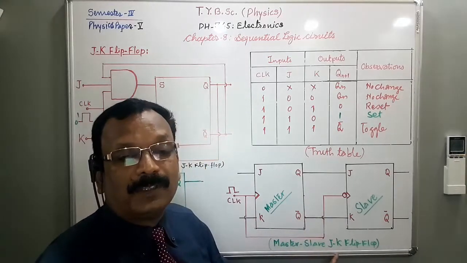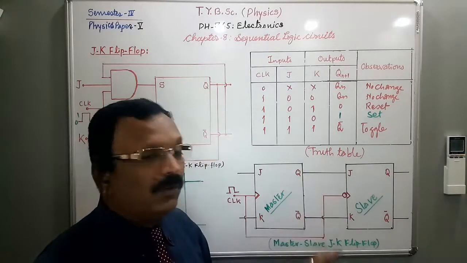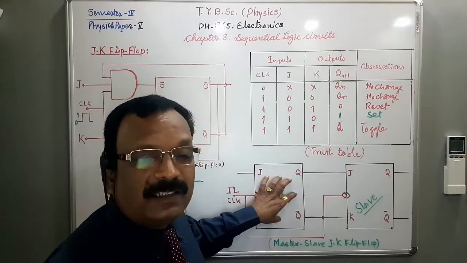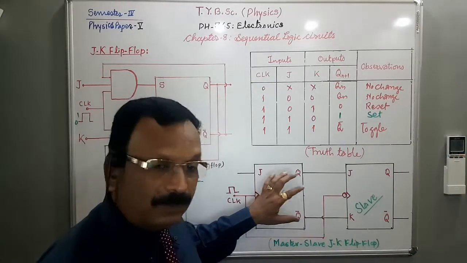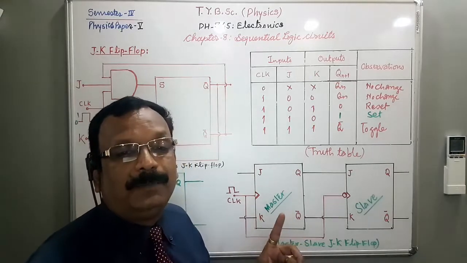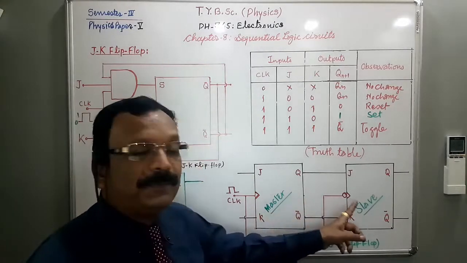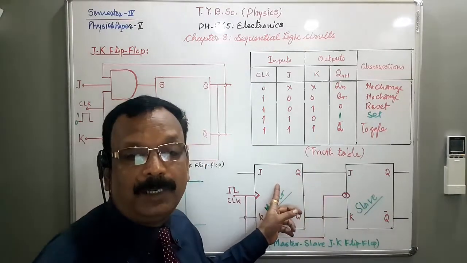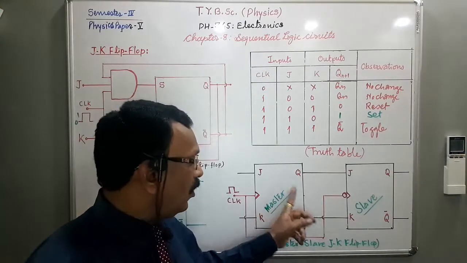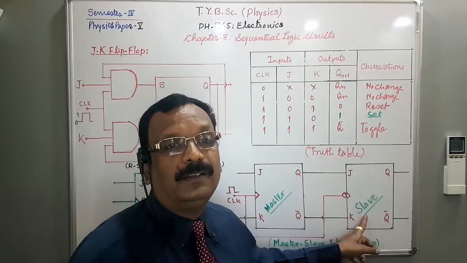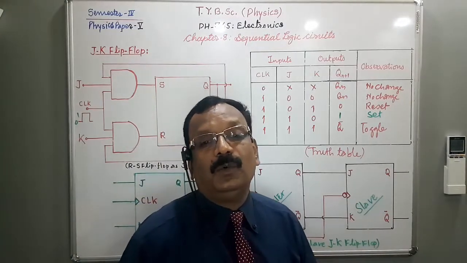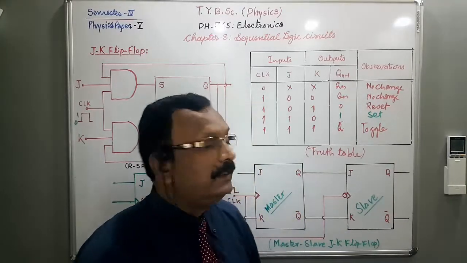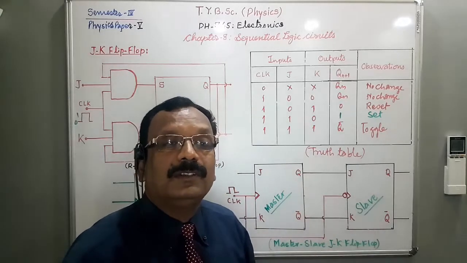This is the master slave JK flip flop, and it uses two JK flip flops. This one is the master. The master slave JK flip flop consists of two flip flops, and both are JK types. Out of these two flip flops, the first JK flip flop serves as the master and the other serves as the slave, and it provides a good solution to the race around condition. See here how it overcomes the race around condition.